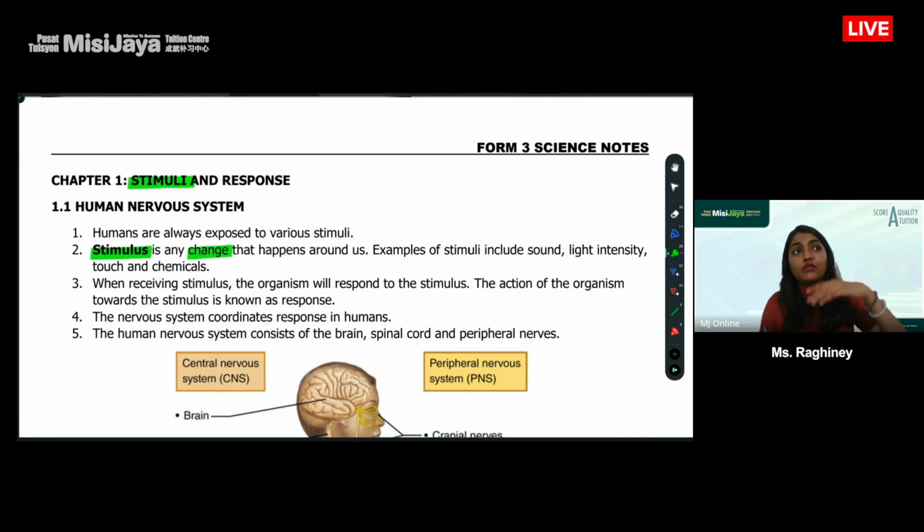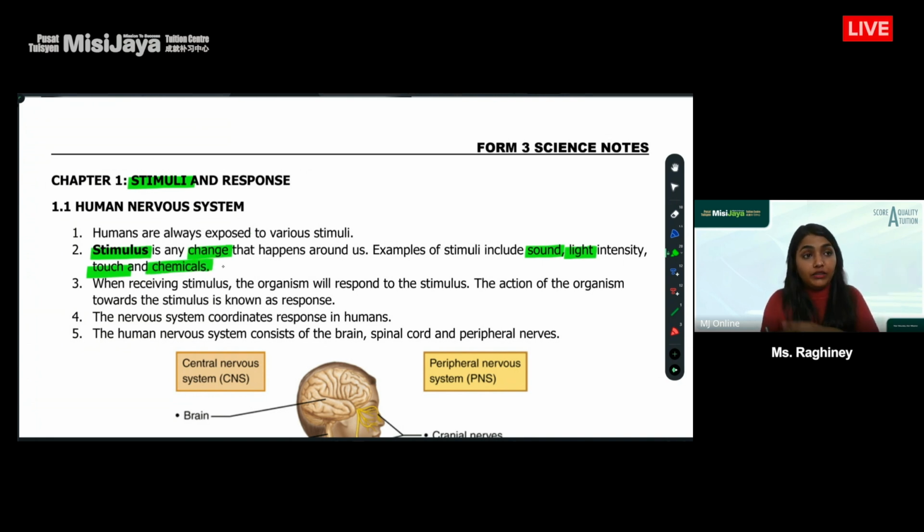What are the kinds of changes that happen around us that we are perceptive towards? What can we perceive around us? Things like sound, things like light, things like touch. If somebody touches you, you can feel it. This is one of the stimulus in our environment.